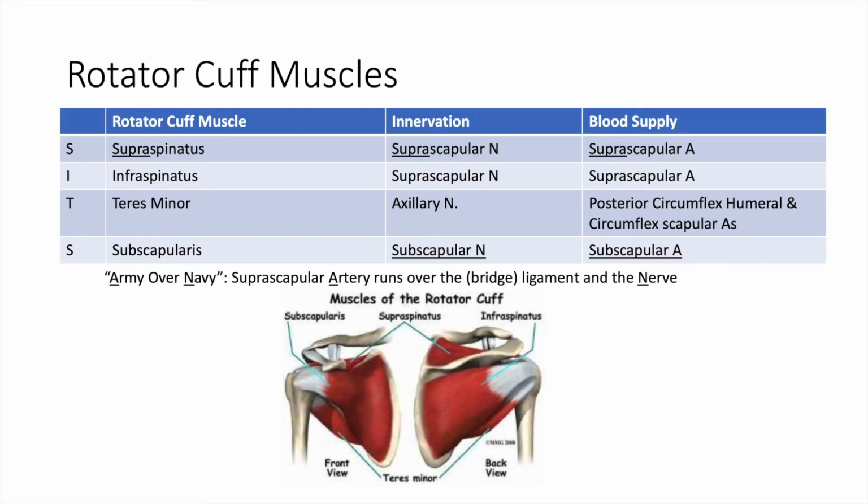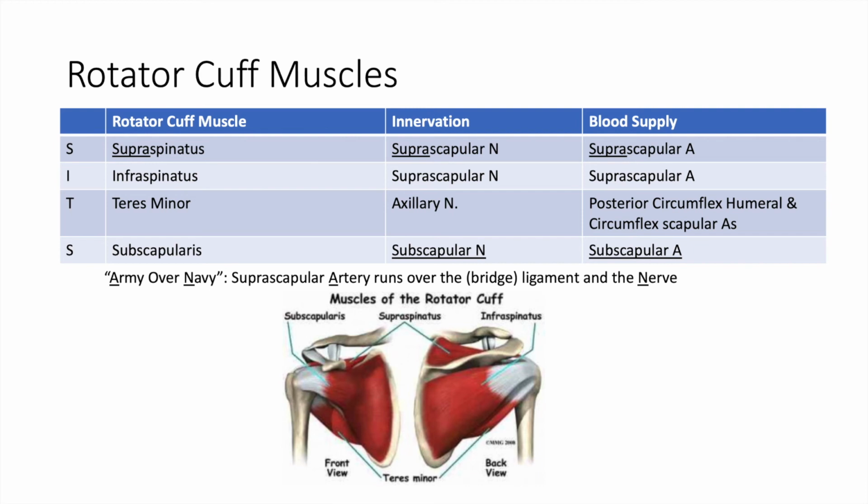So I've got a nice chart to look at the innervation and blood supply. So supraspinatus, it gets the suprascapular nerve and artery. And you can see that it's here at the top, above the spine of the scapula. Okay, infraspinatus, that's going to also get the suprascapular nerve and suprascapular artery. So we just repeat the same innervation and blood supply. And that's under that spine of the scapula.